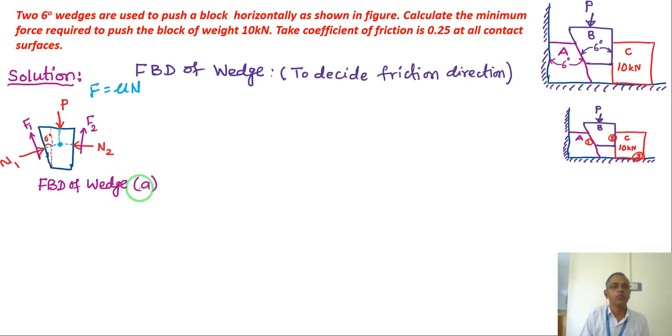Now I can use the equilibrium equations. Summation Fx. So try to understand: N2 is perfectly horizontal, I don't have to worry. F2 is perfectly vertical, nothing to worry. P is perfectly vertical down, nothing to worry. Only two forces are inclined, which are F1 and N1. So I need to know the angle of these forces.